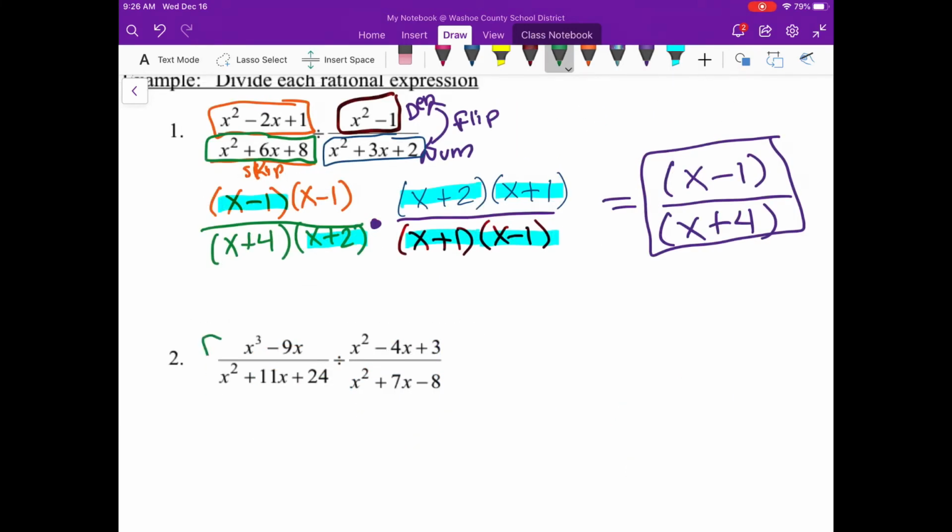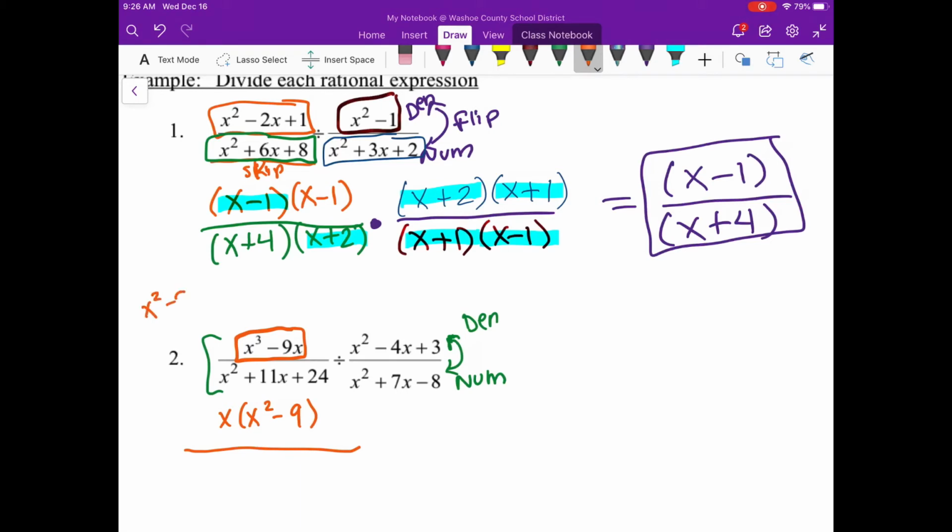Going on to example 2, same idea. I'm going to skip this one. I'm going to flip this one, meaning this is going to become my new denominator and this is going to become my new numerator. So starting with my top expression, I can factor that as x squared minus 9. Now, if you notice right away that this is a difference of squares, feel free to say, well, I know that x squared minus 9 is going to factor to x plus 3, x minus 3. You don't have to wait for another step to do that. That's x plus 3, x minus 3, and then continue with your factoring.